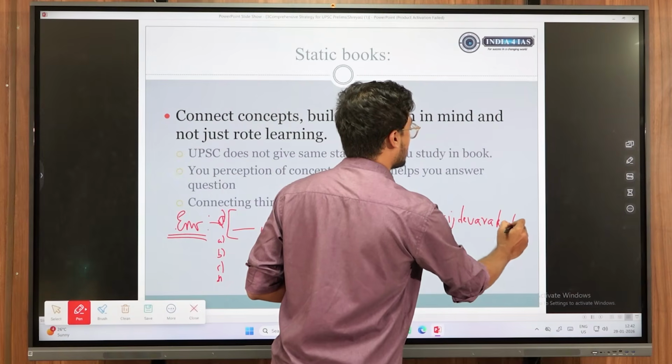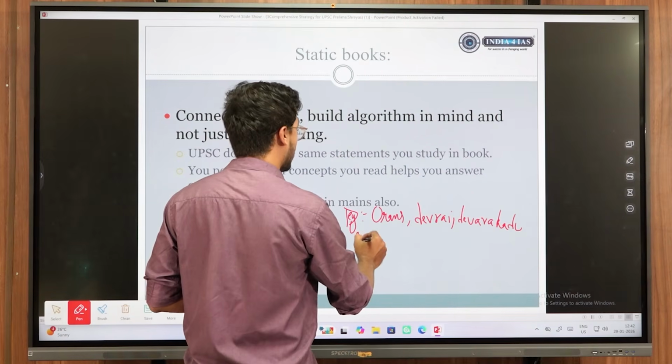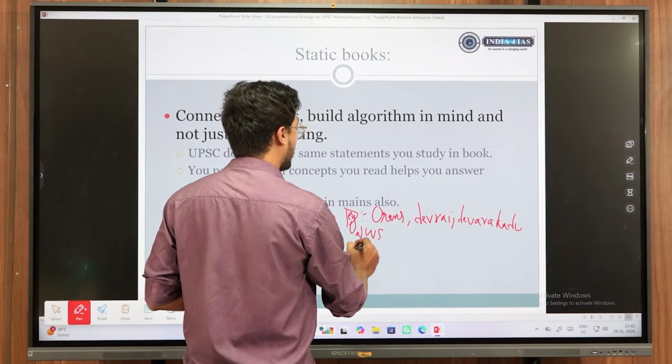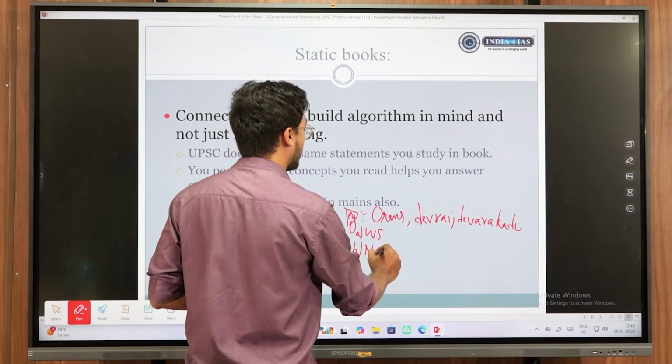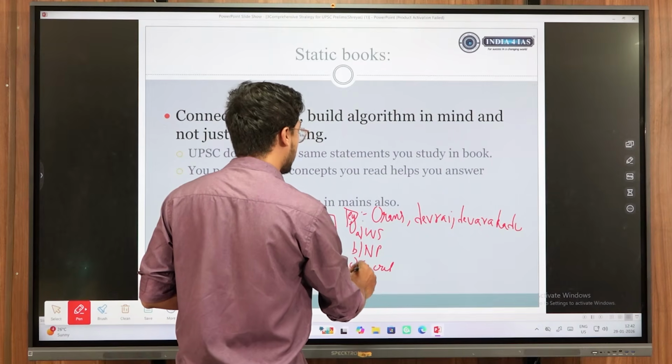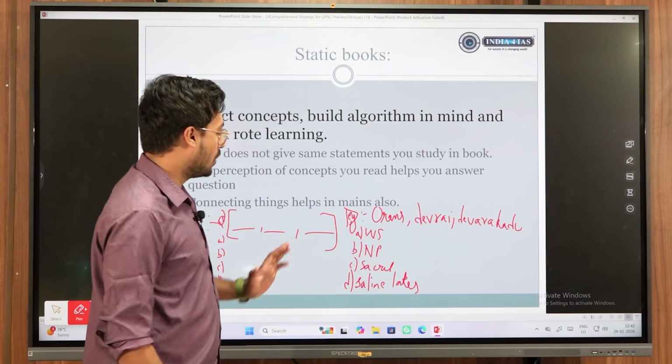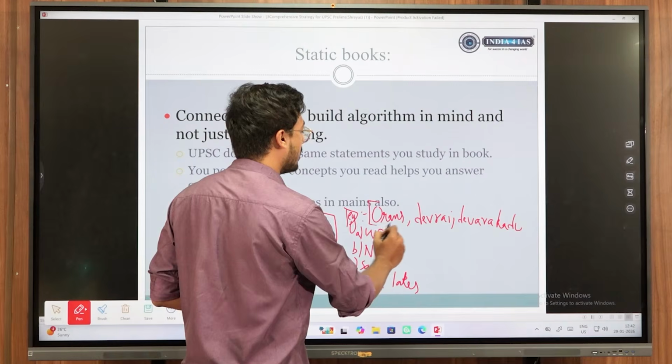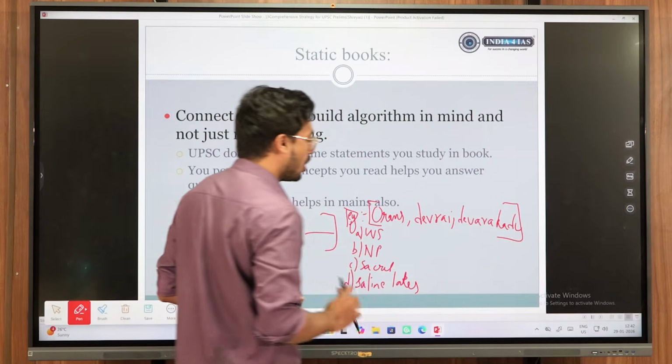So UPSC will give you such names and ask: option A, is it wildlife sanctuary? Option B, is it national park? Option C, is it sacred groves? Or option D, is it saline lake? In this case, whenever you are studying this in a particular static material, see what it is relating to.